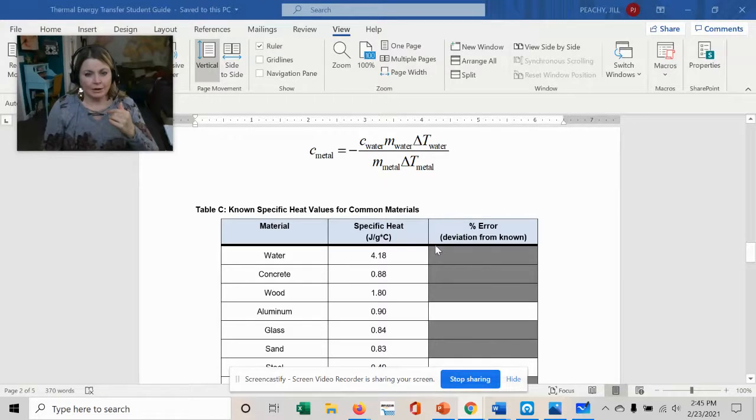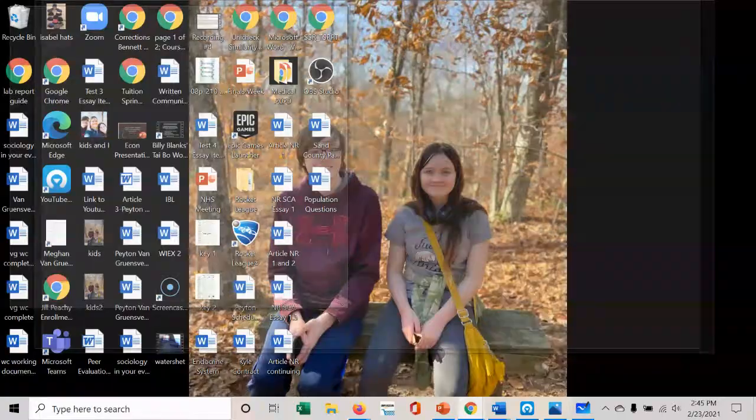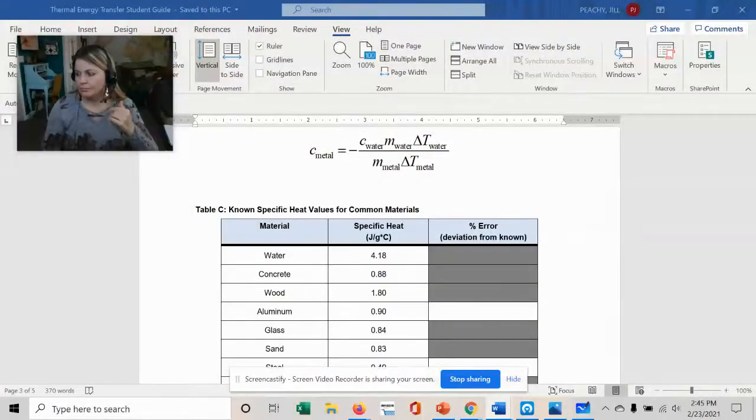Now to figure out your percent error, you're going to take the measured value minus this value here, then divide it by this value, 0.9. And then whatever you get, multiply by 100 to get your percent error.